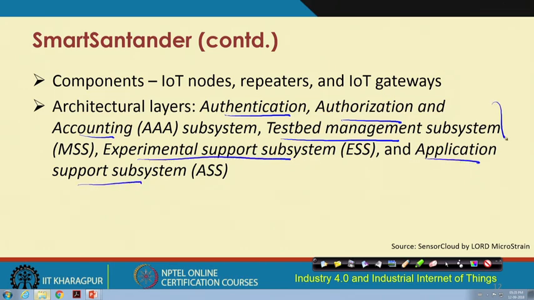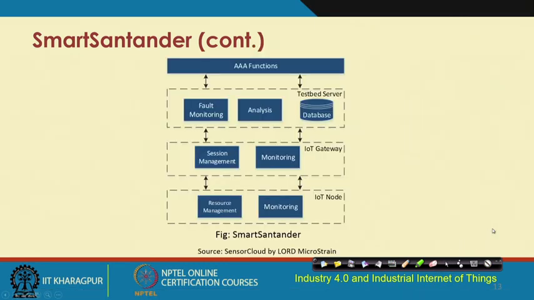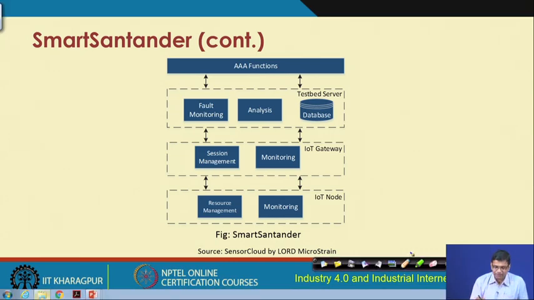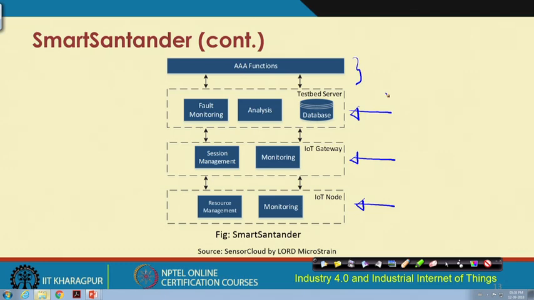Each of these subsystems has its own functionalities, and this particular work talks about the involvement of all of these different components to arrive at a common solution. At the very bottom is the IoT node, then the gateway and the test bed server, and these are the different functionalities that are going to be supported on this architecture, and the corresponding different components are also shown over here in this figure.